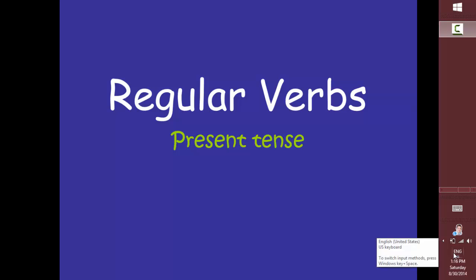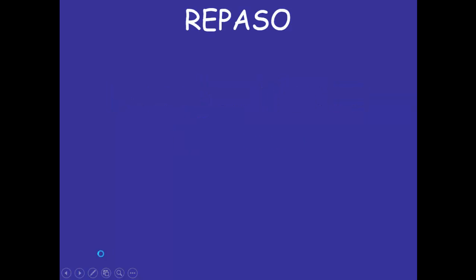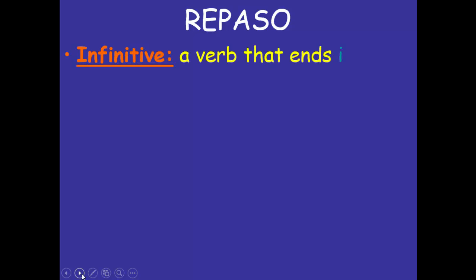Hola a todos. Hoy vamos a hablar sobre los verbos regulares en español, regular verbs in the present tense. Okay, un repaso, a review. An infinitive is a verb that ends in AR, ER, or IR. These are verbs like comer, vivir, hablar. In English, it would be to live, to talk, to eat.